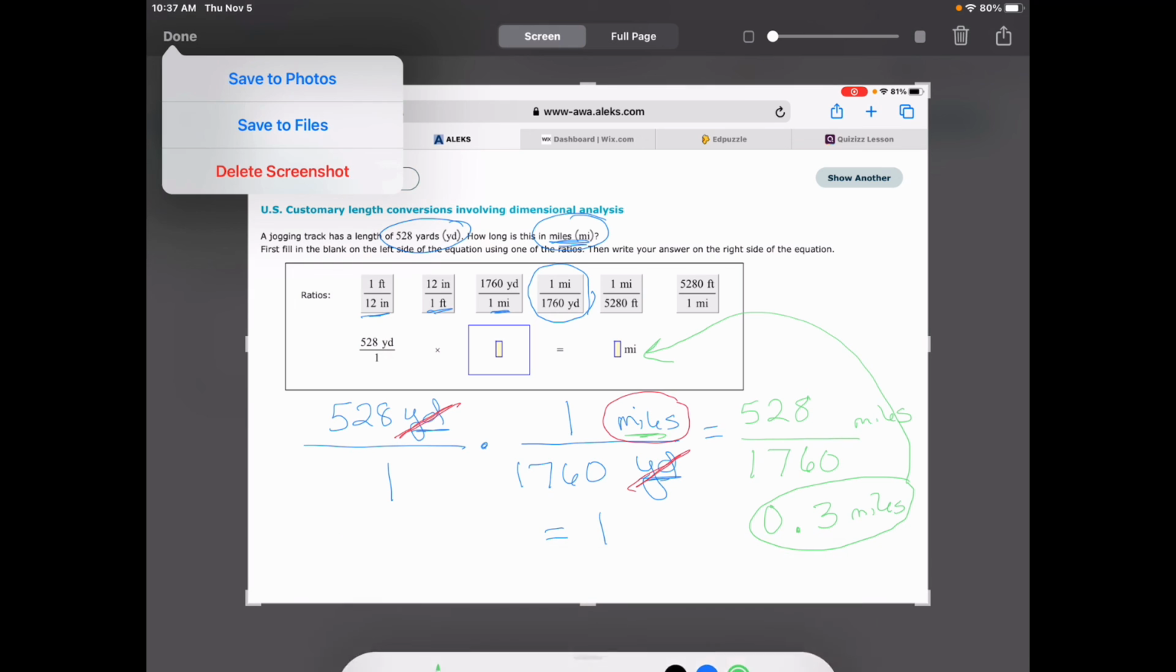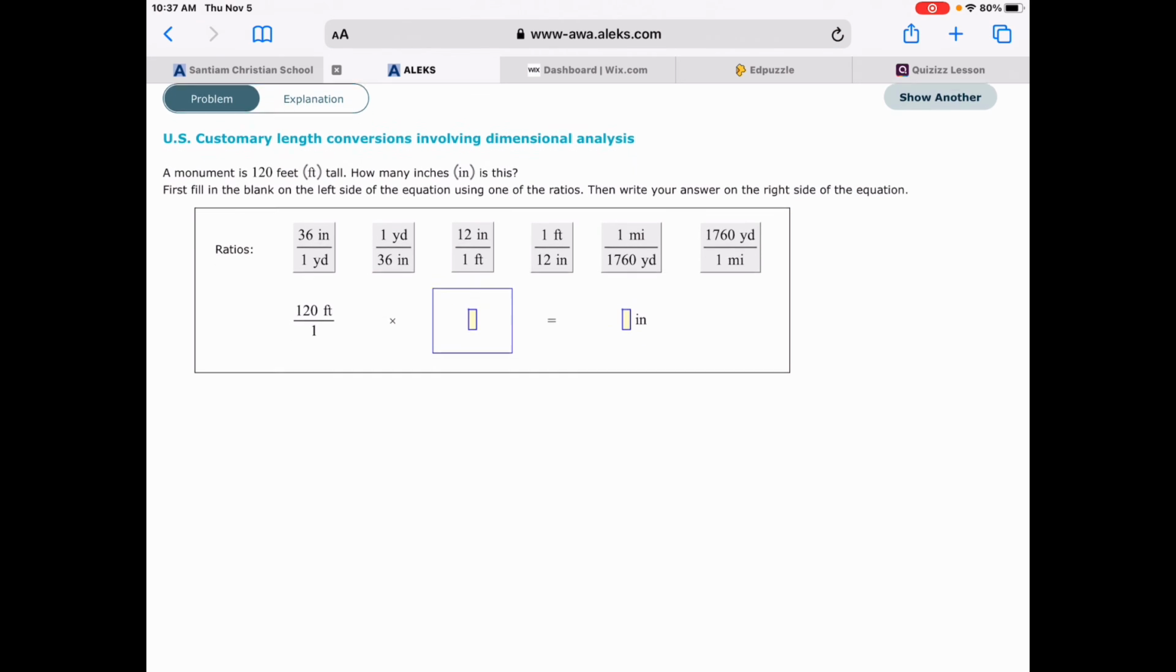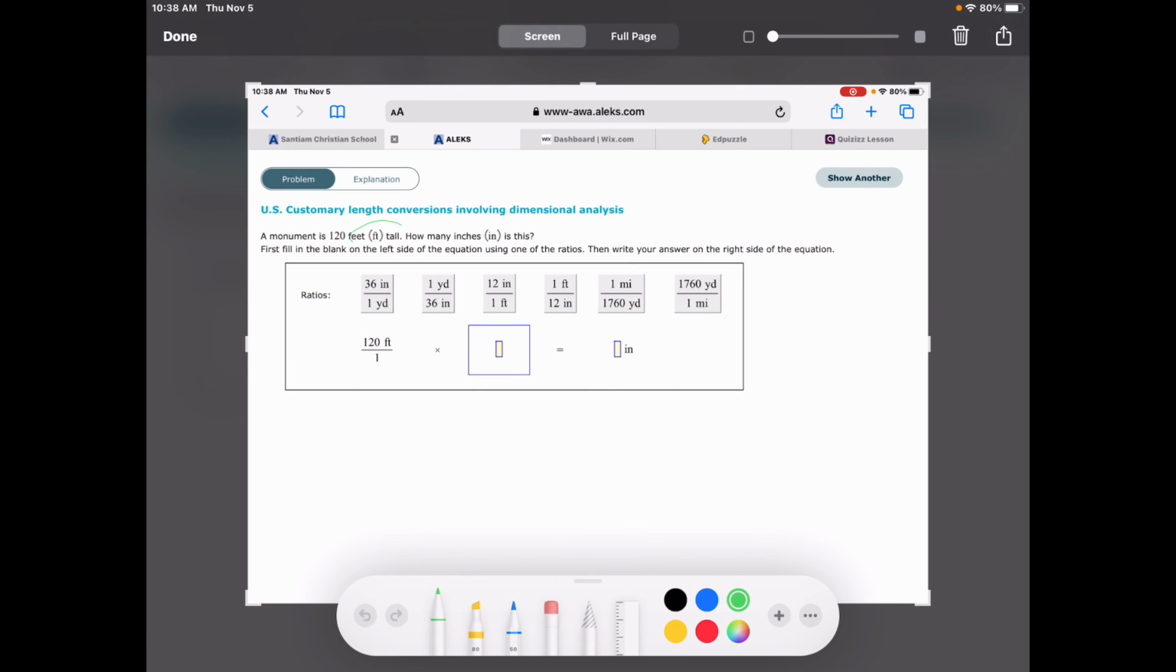All right, I'll do one more. You can stop watching if you've got it. All right, a monument is 120 feet tall. How many inches is this? So I'm going from feet to inches. I have 120 feet over 1 times, what do I want to put in the bottom of this fraction? It's feet, because that'll cancel, right? So I'm going to start looking through what I know, and I'm going to put 12 inches over 1 foot.